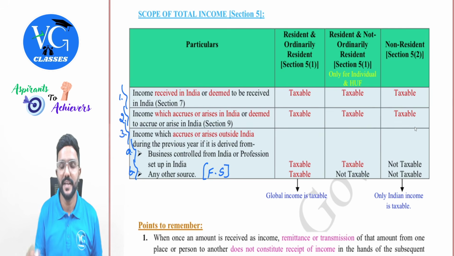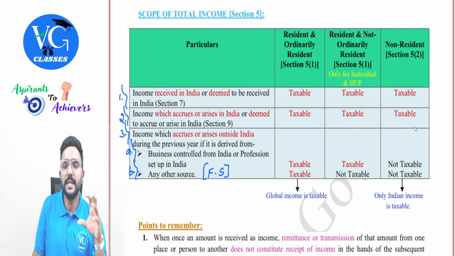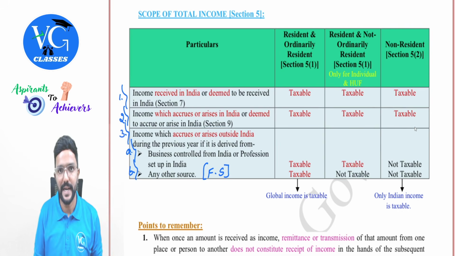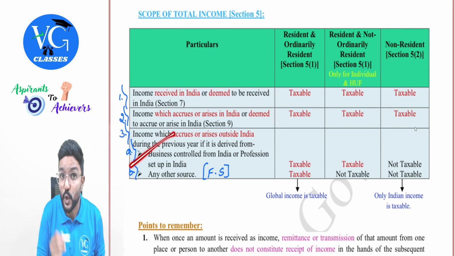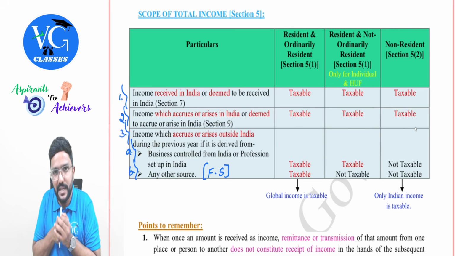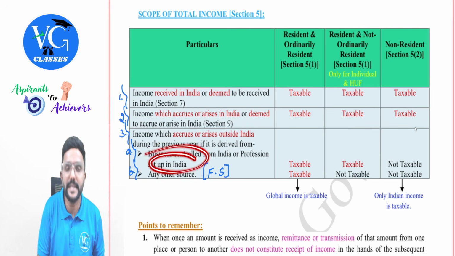Actually speaking, these are the two Indian incomes. But in section 5, they have tried to include one more item also. What is it? We will see. Income which is earned and received outside India, but from a business controlled from India. Control is in India. Decisions are taken in India. Or a profession set up in India.